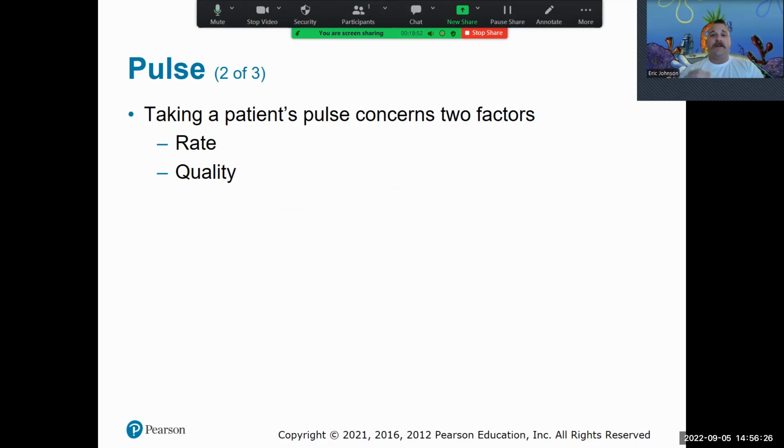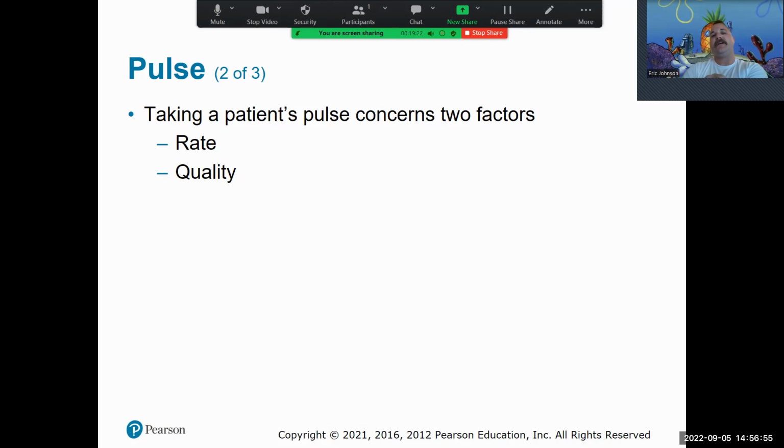So for pulse, you need to take into consideration rate and quality. Rate is how fast or how slow over the count of 1 whole minute. And we're not even going to do it over an entire minute because we're going to be shortening things up. We'll count over 30 seconds and multiply by 2, or we will go ahead and count over 15 seconds and multiply by 4. Good job, athletes.